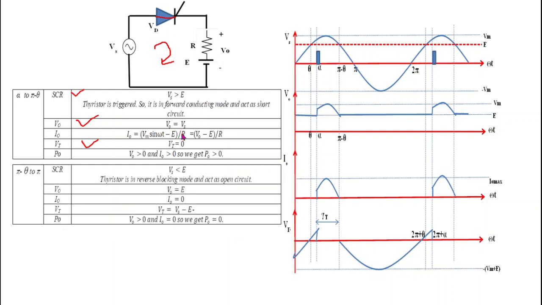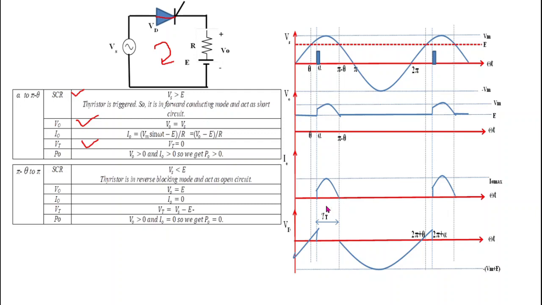From pi minus theta to pi, what happens? Here in this waveform we can clearly see that after pi minus theta, Vs again becomes less than EMF E, or we can say that Vs is less than E because the waveform of source voltage lies below this red dotted line of EMF E. That's why Vs is less than E, and at pi minus theta this current becomes 0.